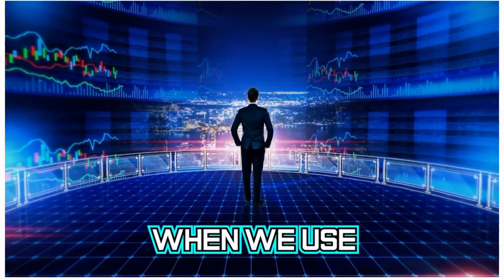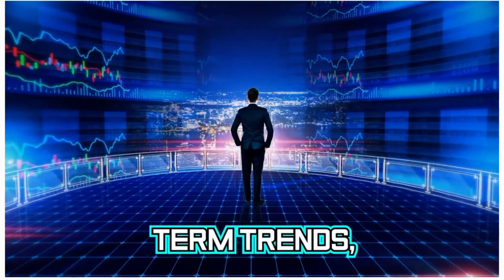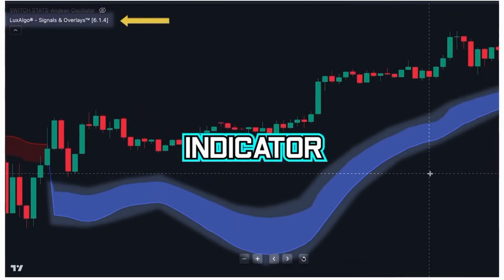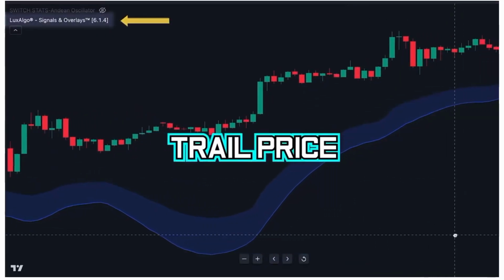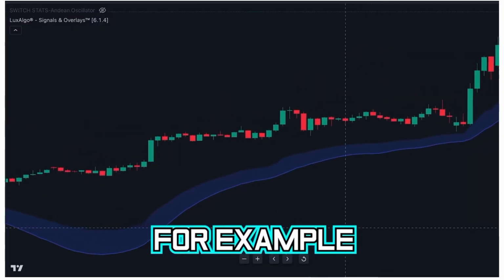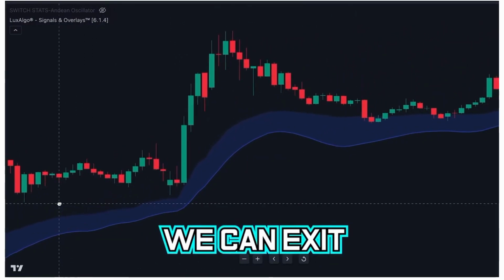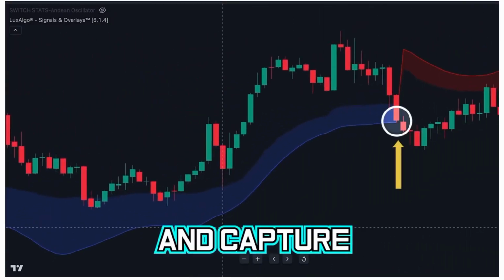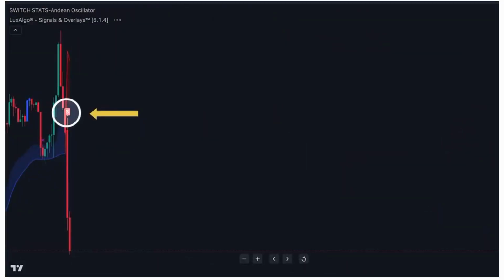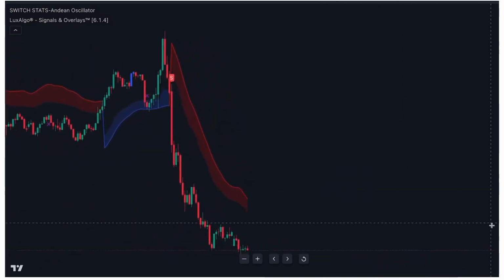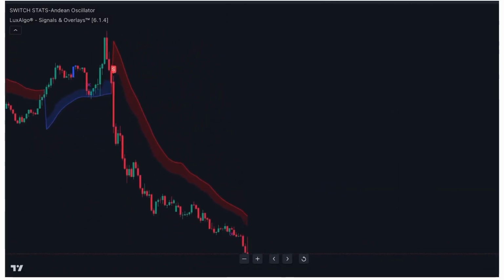Due to this, when we use this indicator to find longer-term trends, we like to use the Smart Trail feature of the Signals and Overlays indicator by LuxAlgo, which will trail price closely. For example, in this bullish trade, if more bearish variations enter the market, we can exit positions quickly and capture some profits. Here we can see we got a bearish signal, and if we held the trade based on the Smart Trail, we could have gained an incredible amount of profits.